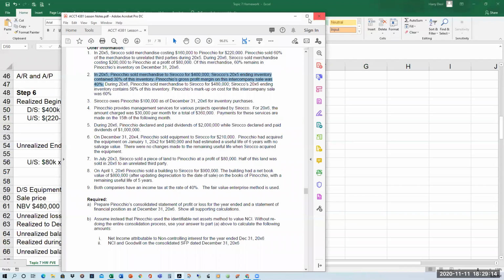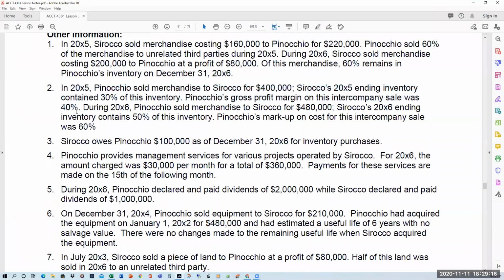And then for the year 2006, Pinocchio sold merchandise to Sirocco for 480,000. So that's the selling price. Sirocco's 2006 ending inventory contains 50% of this inventory, which is not too dissimilar to what we had up here. But now, instead of being given a gross profit margin, we're given a markup on cost.